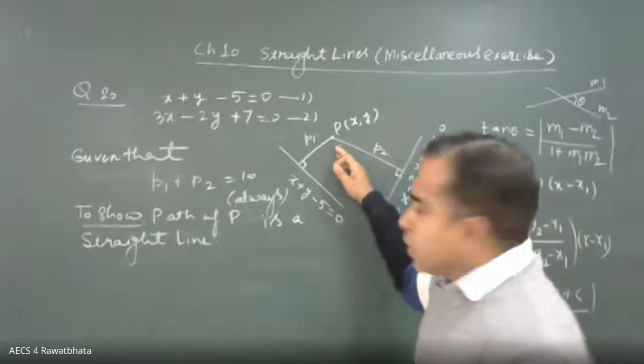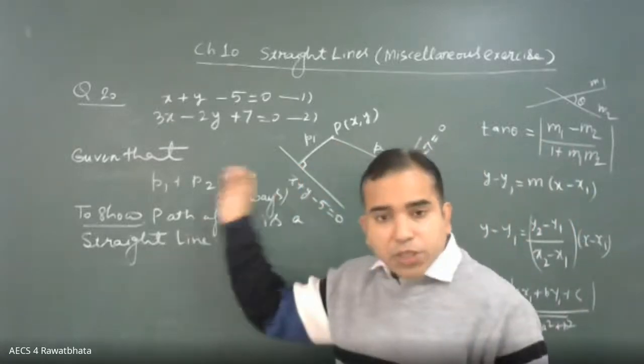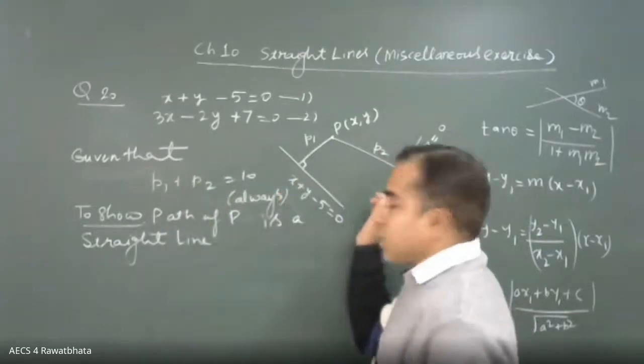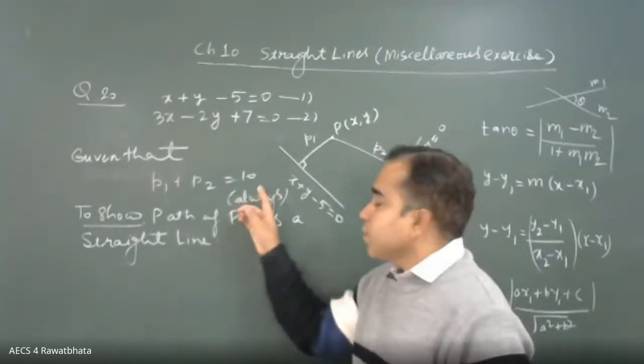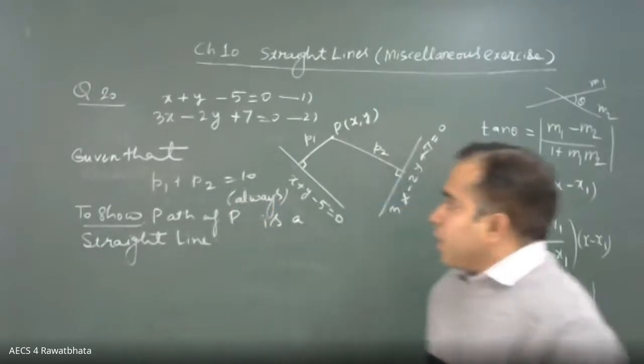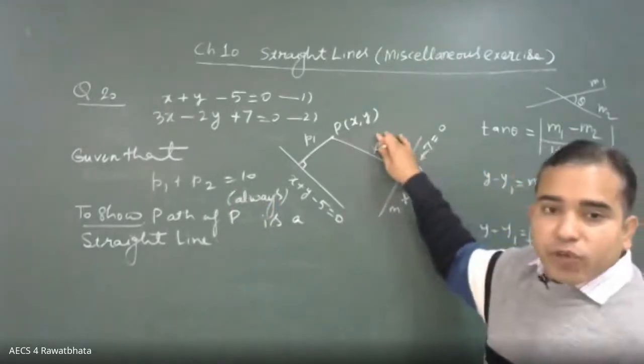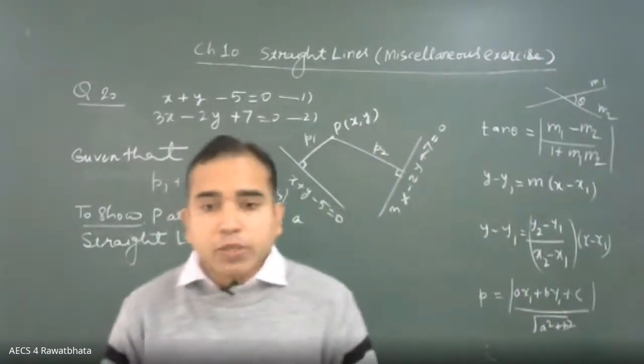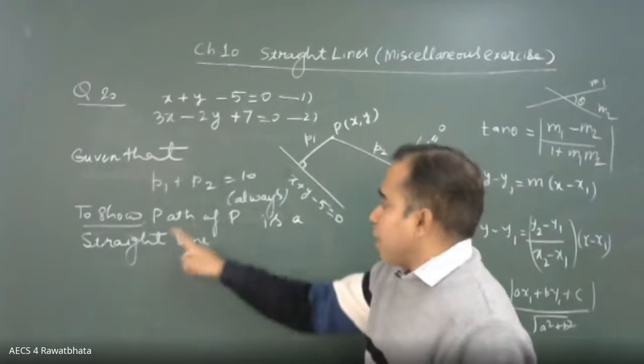A variable point is there that moves in such a way that its distance from the first line and its distance from the second line, when added, always give 10. And in the question itself, the coordinates of P are given as x comma y. One more word, locus, is also used as a synonym of path.